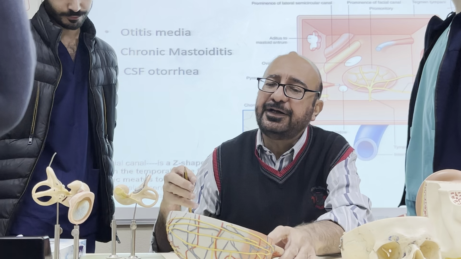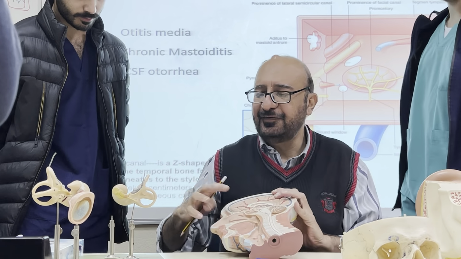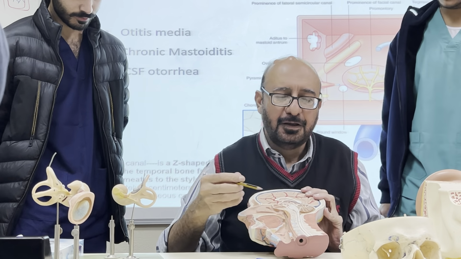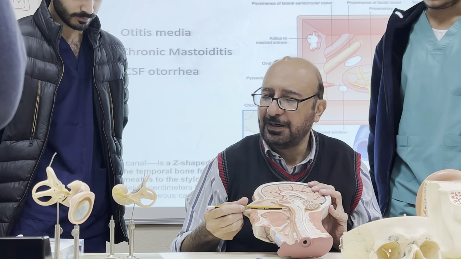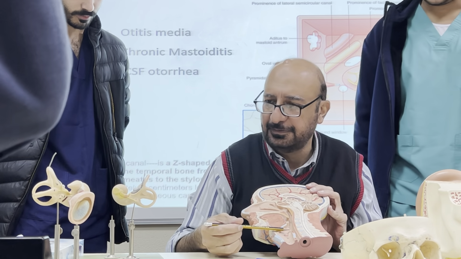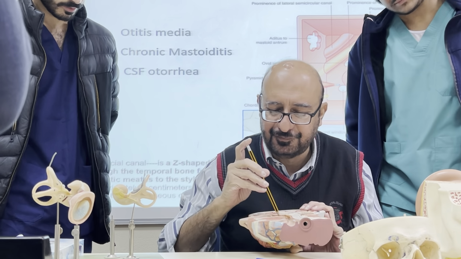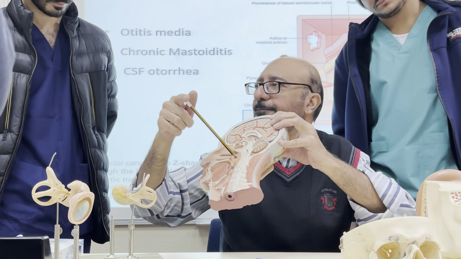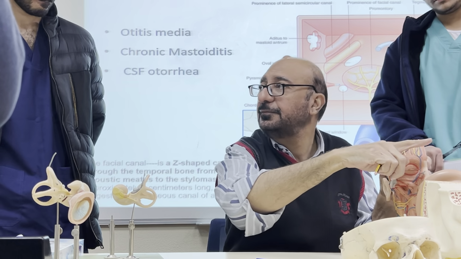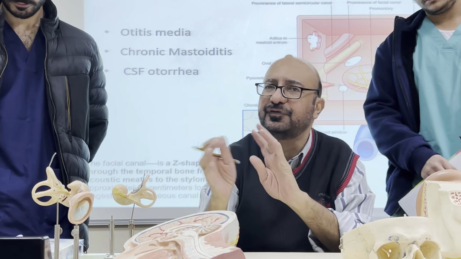The auditory tube opens here. This is the nasopharynx. Behind the nose, all of this is pharynx. We have the nasopharynx behind the nasal cavity, the oropharynx behind the oral cavity, and the laryngopharynx behind the laryngeal cavity. So here is the nasopharynx, and this is the opening of the auditory tube, which helps equalize the air pressure on the two sides of the tympanic membrane.